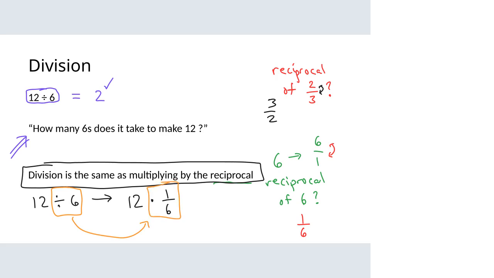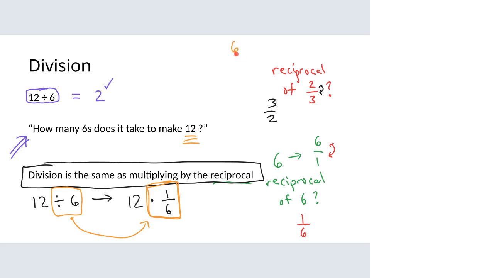We do not want to take the reciprocal of 12. 12 is the thing that we're chopping up. And we're asking, how many 6s does it take to make 12? 12 we're leaving alone. It's the 6 that we're going to take the reciprocal of. So I'm glad y'all brought that up. Perfect point. So dividing by 6 is the same as multiplying by 1/6. But the 12, we're going to leave that alone.